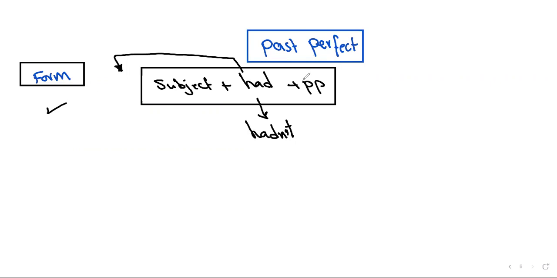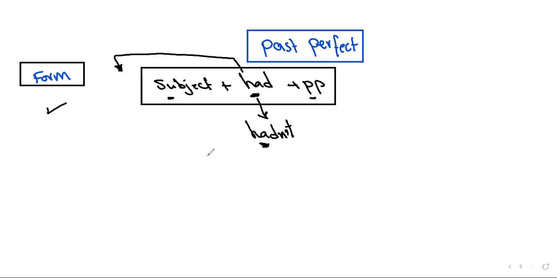For the past perfect simple, we have a subject at the beginning of the sentence. After that we have had and the past participle of the verb. If you want to make a negative sentence, I use hadn't, and if you want to make a question, I start the question with had.